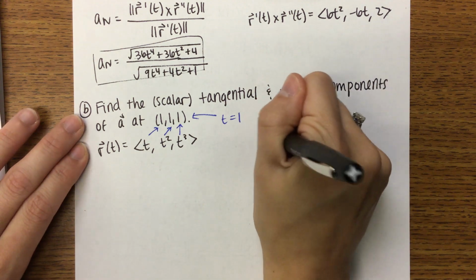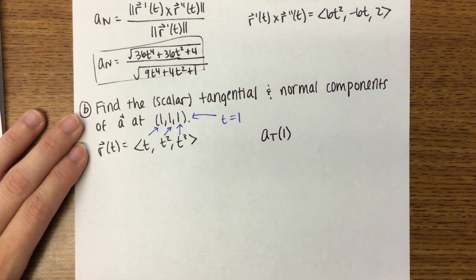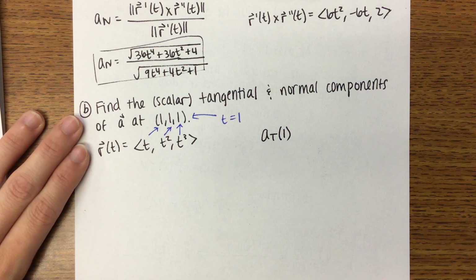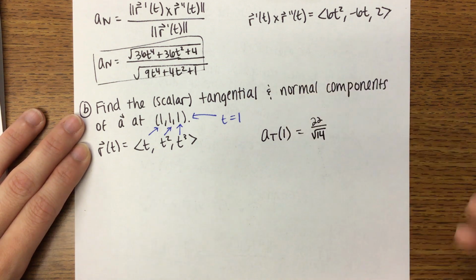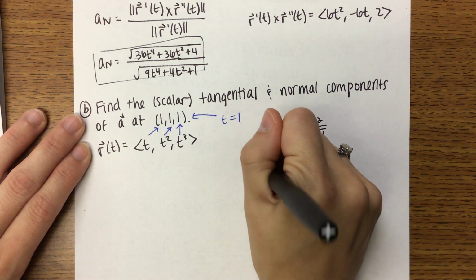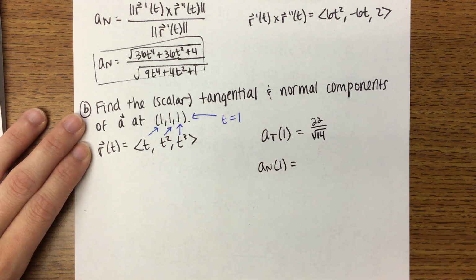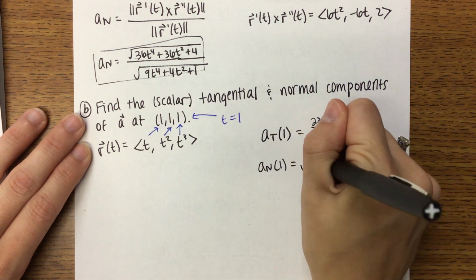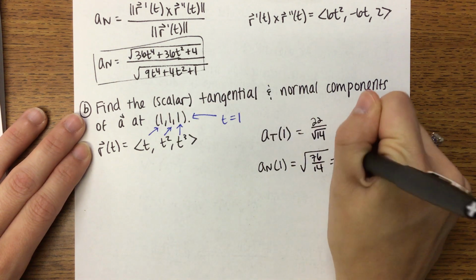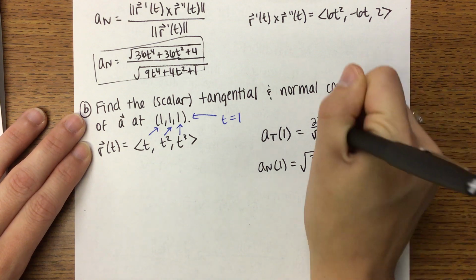So what you're going to do then is that scalar tangential component that we found, you're going to plug in 1. If you trust me, you get 22 over the square root of 14. And then the normal component at 1, if you trust me, plugging 1 in here, you're going to get the square root of 76 over 14, which simplifies to 38 over 7.